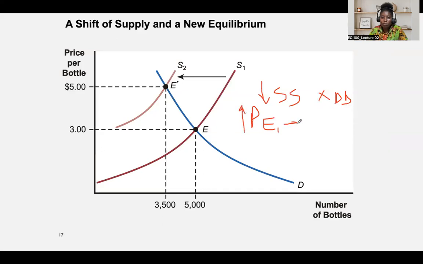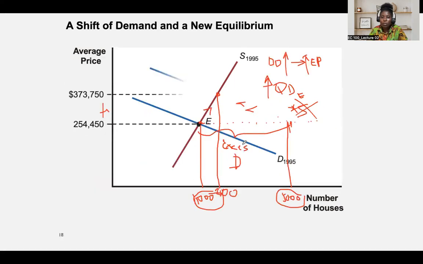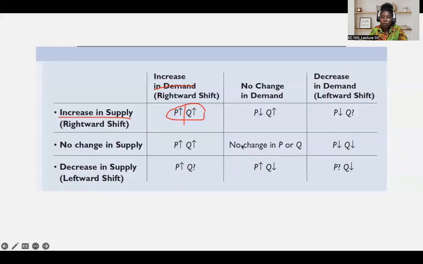How about our new equilibrium quantity? It was 5,000 units. The new equilibrium gives us 3,000. So it has decreased, right? So there is a decrease. Let's go and prove it in the chart. So lower supply, no change in demand: the price increases, quantity falls. So let's go here.